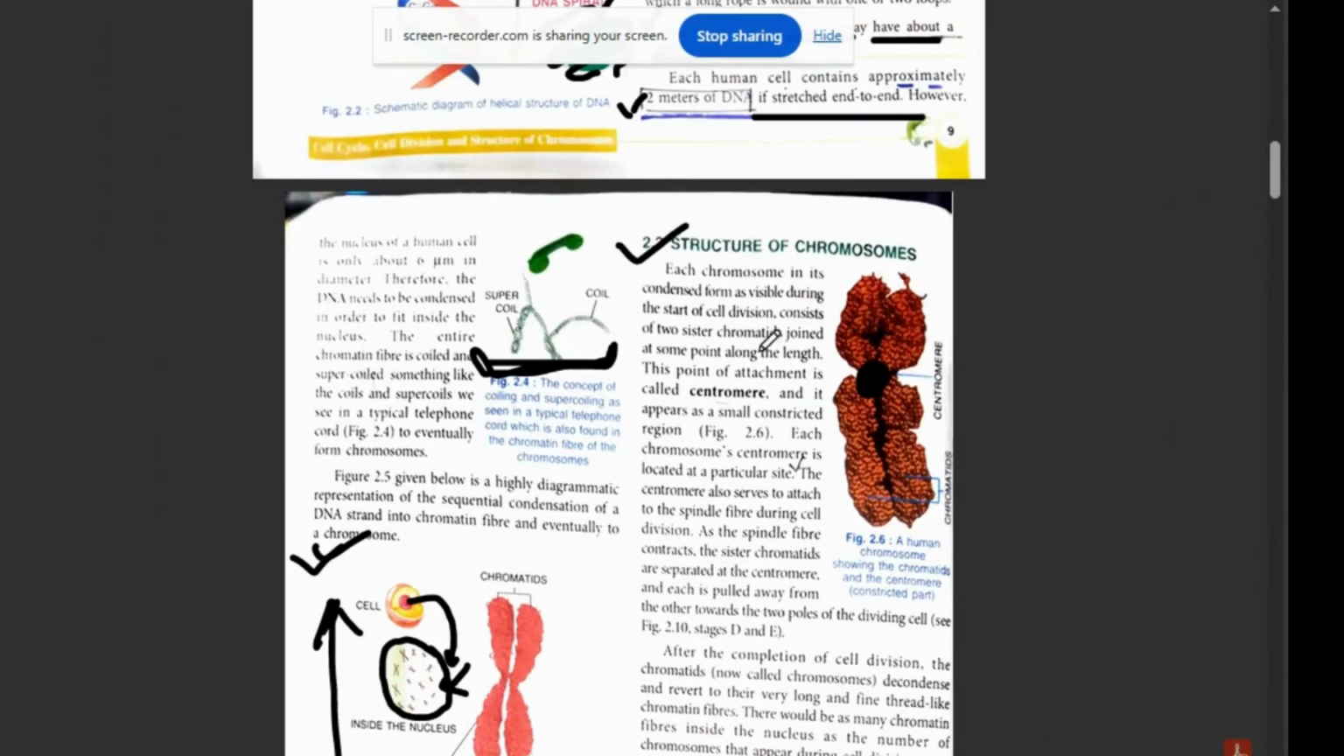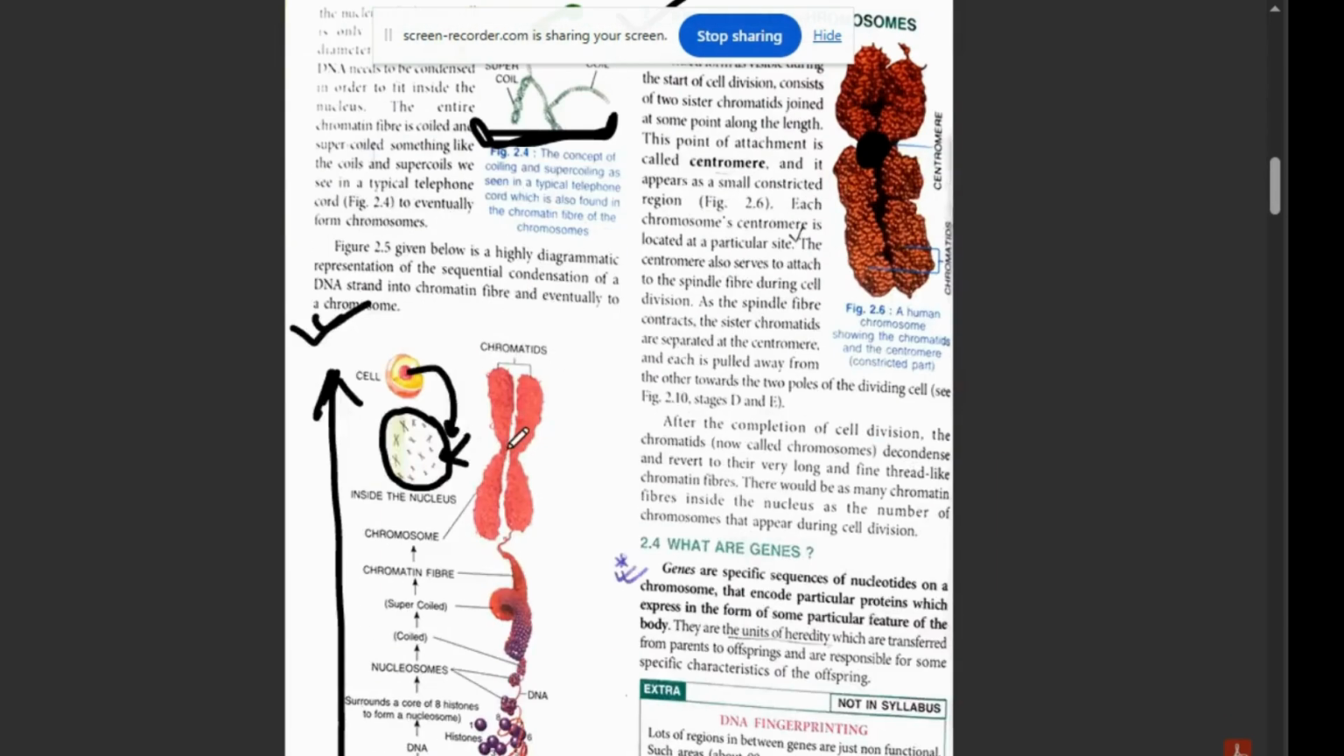Structure of chromosome, we have already read how in the chromosome there are 2 sister chromatids attached at the point of contact, and the point of attachment is known as the centromere, and it appears to be a small constricted part. Small constricted part means the part where it's connected, see, the part is a little slimmer, so it is a constricted part, it has shrunk a little. Now moving on, this particular site is known as the centromere. The centromere also serves as the attachment.